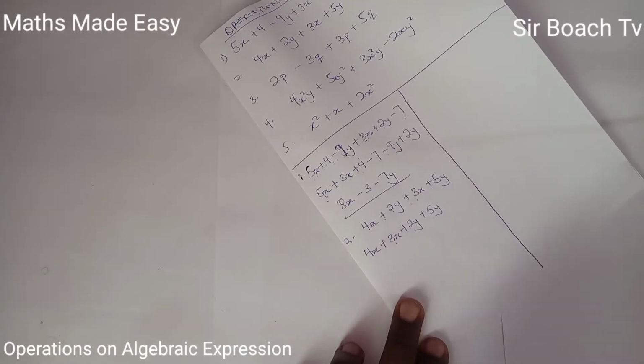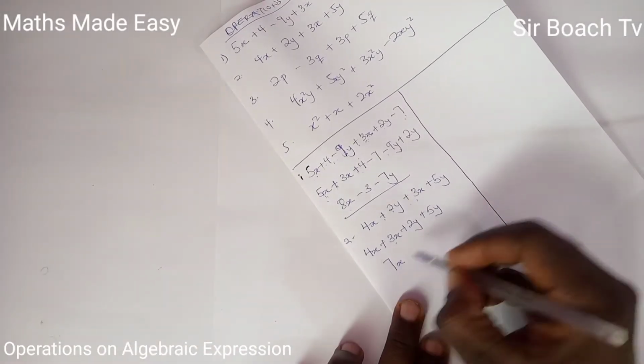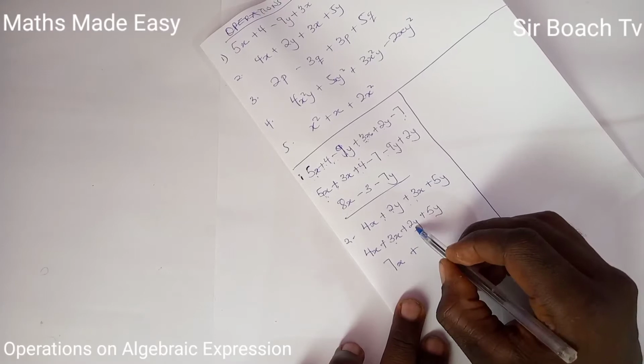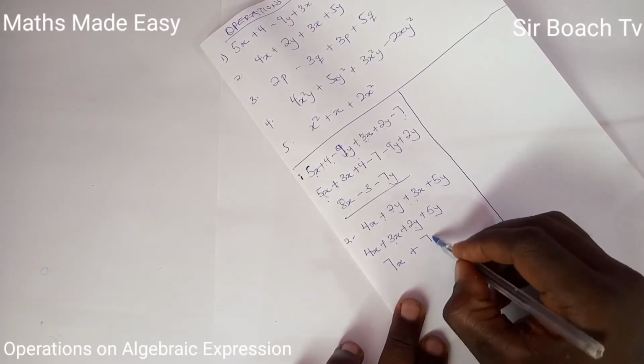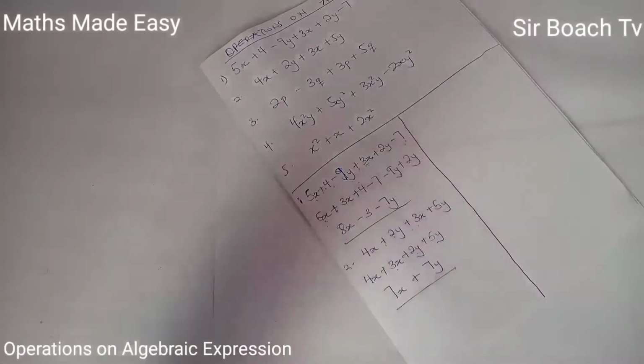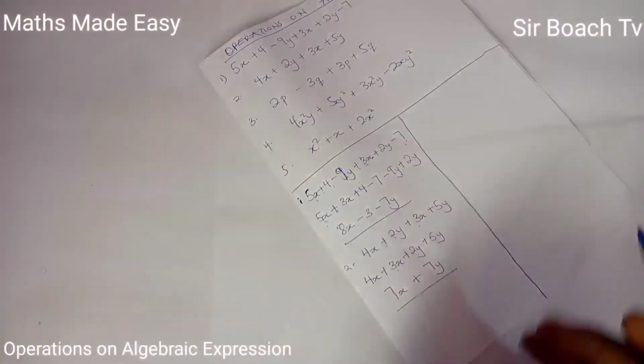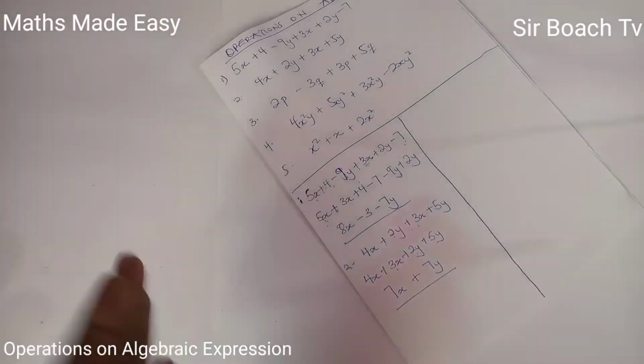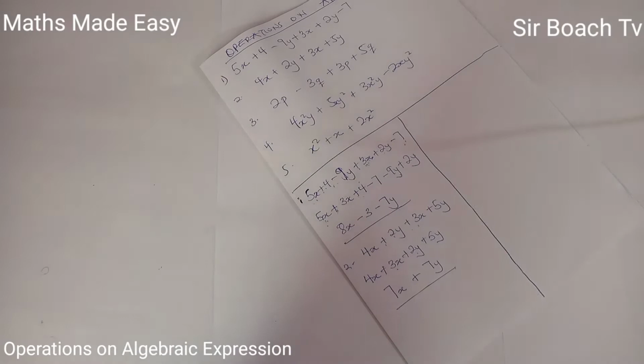So that is what? 7x. Plus then 2y plus 5y will give me what? 7y. Now with this, I can't do anything to it again, because 7x and 7y is like garri and mangoes. If you bring them together, it won't work. So we just leave them like that. Or garri and sugar. You understand?